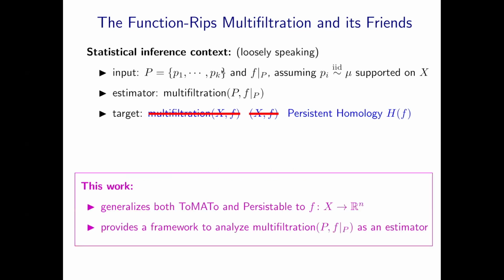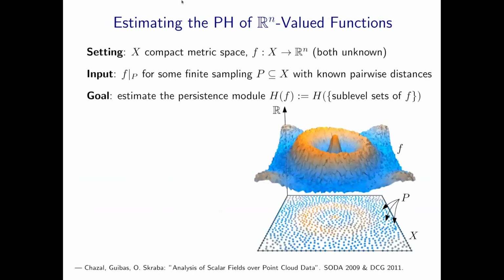So in this work that I'm going to present, we are basically generalizing the results that are both in Tomato and Persistable to functions that are valued in R^n, and now my d has become n, and it will remain so, hopefully, for the rest of the talk. And to do that, we're going to provide a framework to analyze these multifiltrations, in particular function Čech, function Rips, as estimators, okay, as statistical estimators of the persistent homology of the underlying function. All right.